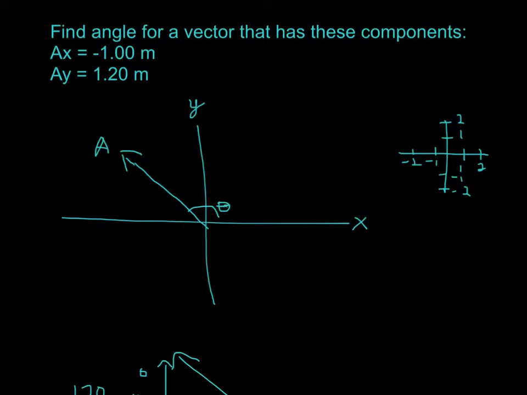Well, one thing we can do is instead of trying to find this angle, we can find this one and then subtract it from 180, because that's the degrees of half a circle, right? Because a circle is 360, half a circle is 180 from this axis to this axis. So we can find this angle, subtract it from 180, and get this.